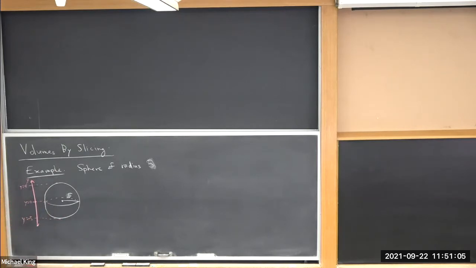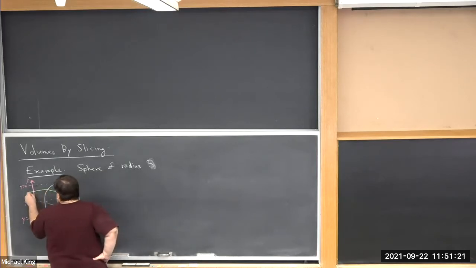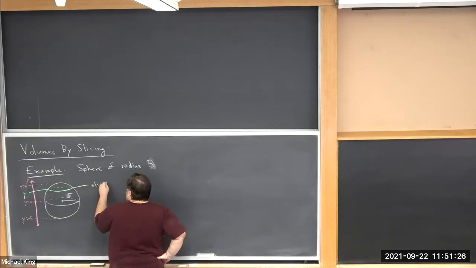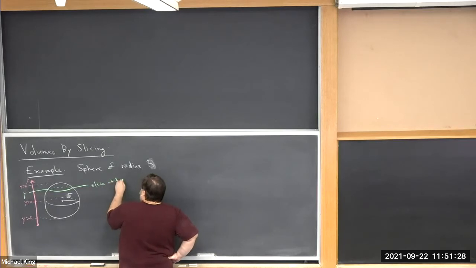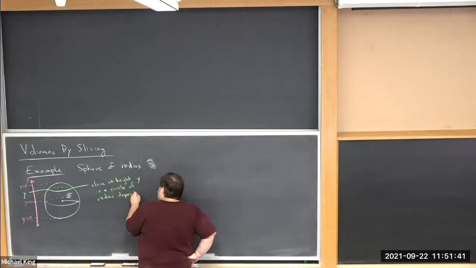So for volumes, you can do that. You can get away with that. But I might do this fully in general, just to prepare us for other situations. And then you take one of these slices, right? And so if this is height y, then the slice at height y is a circle, right, of radius. Well, it depends on y, depending on the height.